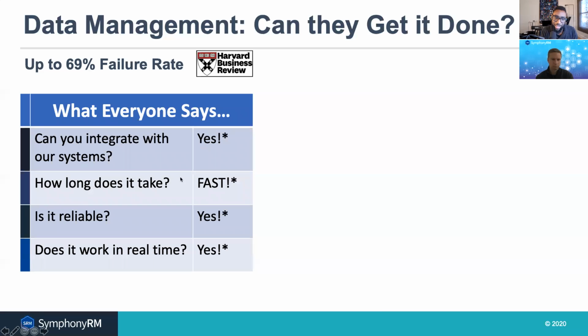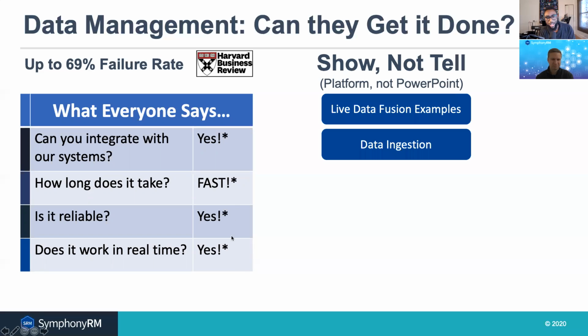Yeah, they're going to say that. Yes. How long does it say? Oh, we're the fastest. Is it reliable? All the time, 99.9999%. Is it real time? Yes. Real time all the way down to the week, or real time all the way down to the quarter? Yes. Asterisk, asterisk, asterisk. So how do we get beyond that? How do we start seeing beyond that asterisk?